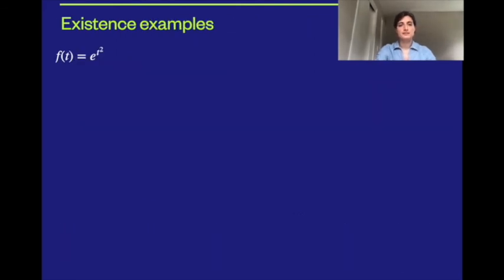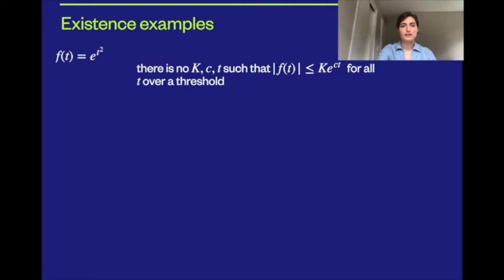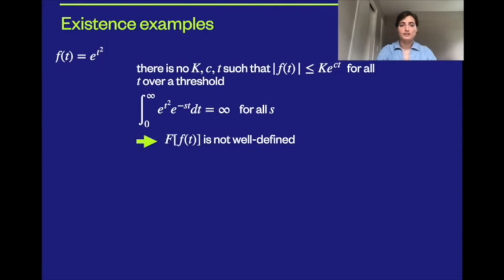Let's look at some existence examples. For example, if you take f of t being the exponential of t squared, there is no k, c, and T such that f of t can be bounded by an exponential of ct. That means that the integral between 0 and infinity of our function times the exponential of minus st is infinity for every choice of s. That means that our Laplace transform of f of t is not well defined. We should not be using Laplace transform in this context.